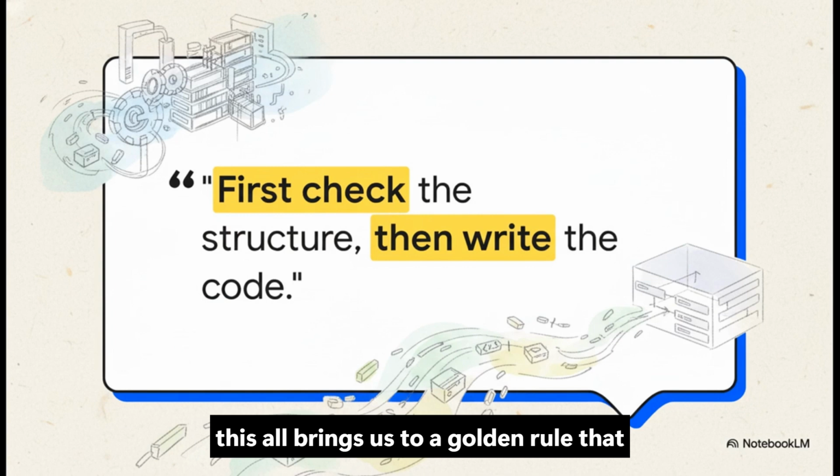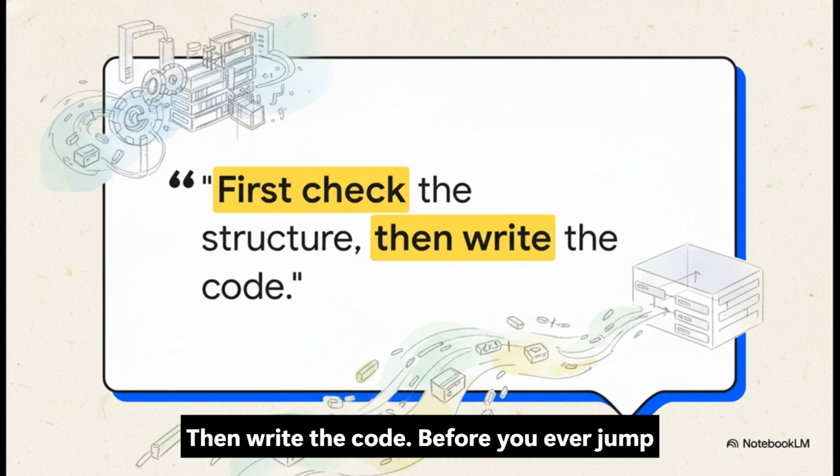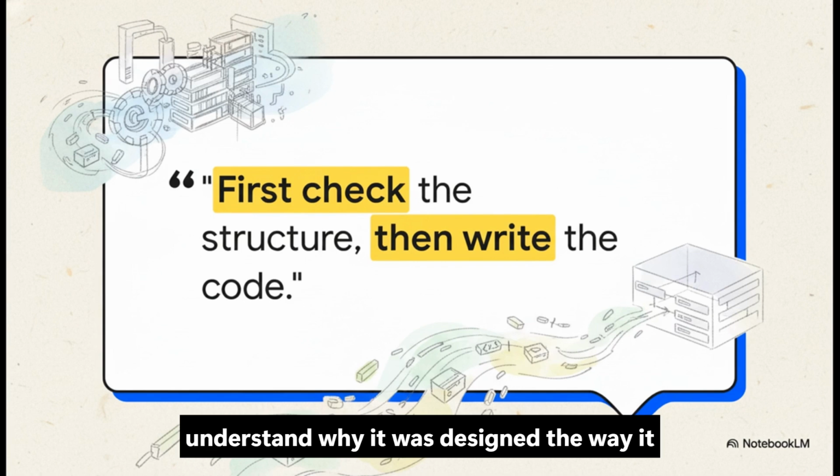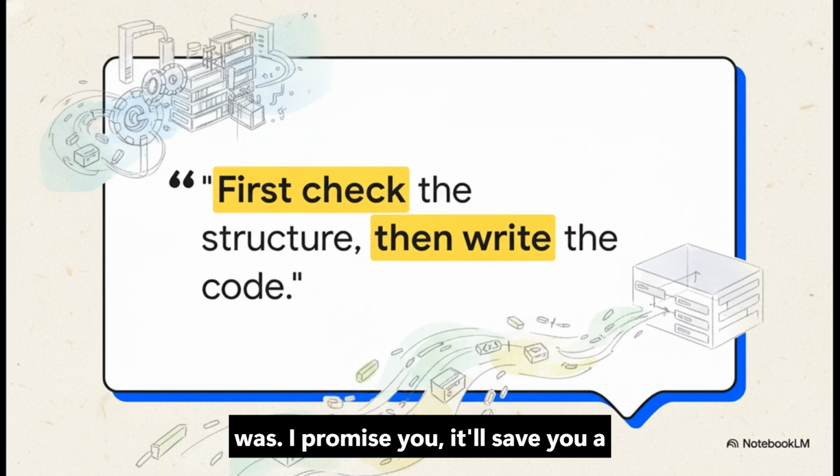And this all brings us to a golden rule that every single experienced SAP consultant lives by. First, check the structure, then write the code. Before you ever jump to thinking something's a bug or that the system is broken, take a second to understand why it was designed the way it was. I promise you, it'll save you a world of headaches.